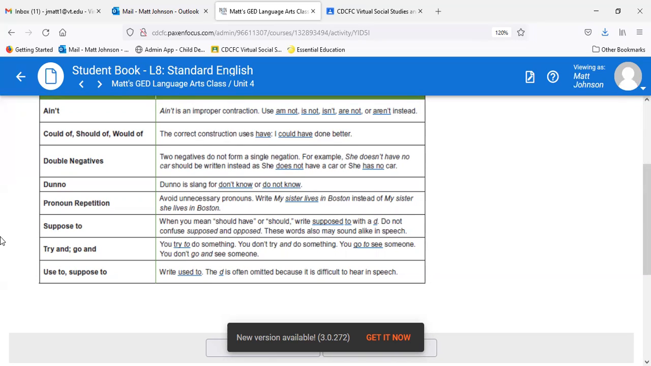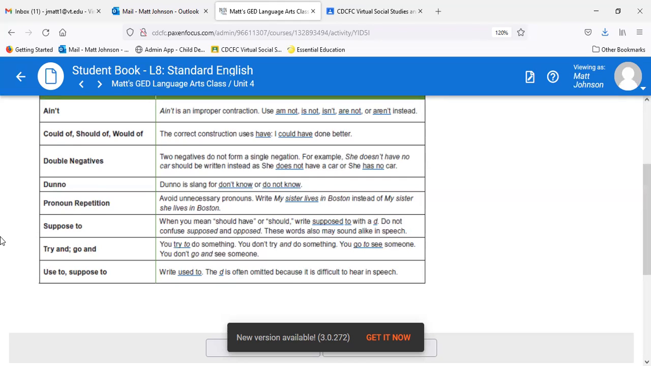Pronoun repetition. Avoid unnecessary pronouns. So write "my sister lives in Boston" instead of "my sister, she lives in Boston." You only need "my sister." You don't have to add that additional pronoun, "she." It's just unnecessary.